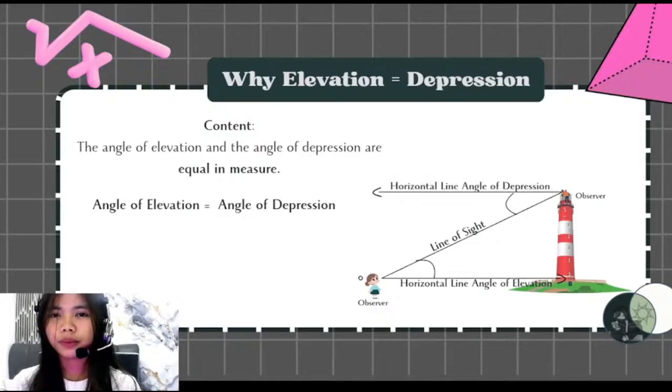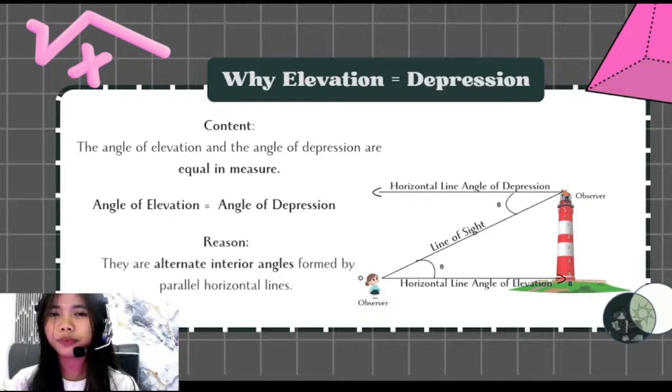The angle of elevation and the angle of depression are equal in measure. They are alternate interior angles formed by parallel horizontal lines. In short, trigonometry turns triangles into tools for measurement and problem solving in the real world.